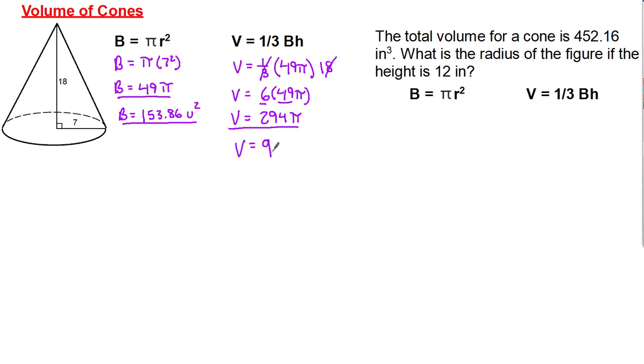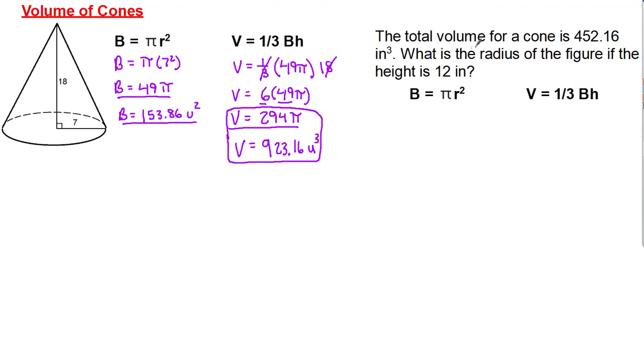So our answer is going to be 923.16, and that's going to be units cubed. Remember, when we're talking about volume, it's always going to be cubed because it's in 3 dimensions, and area is always going to be squared.